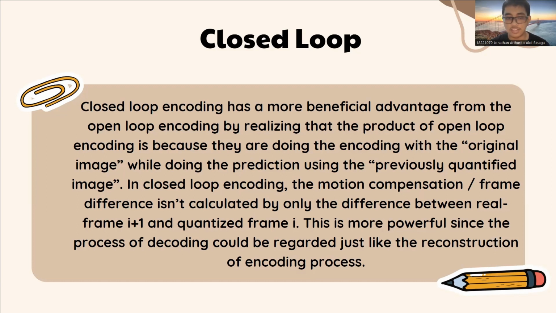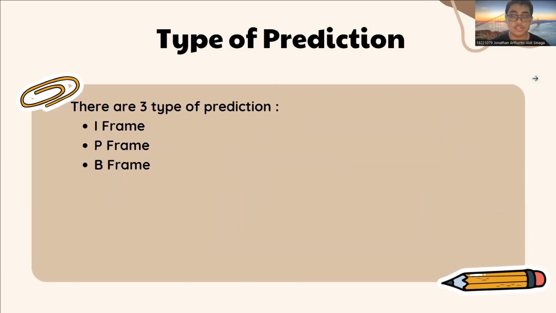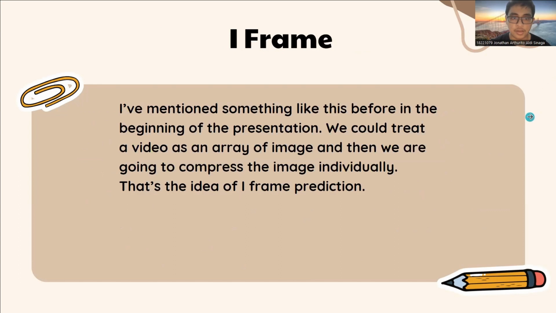This is more powerful since the process of decoding could be regarded just like a reconstruction of the encoding process. And now I'm going to talk about the types of prediction. There are three types of prediction: I frame, P frame, and B frame.